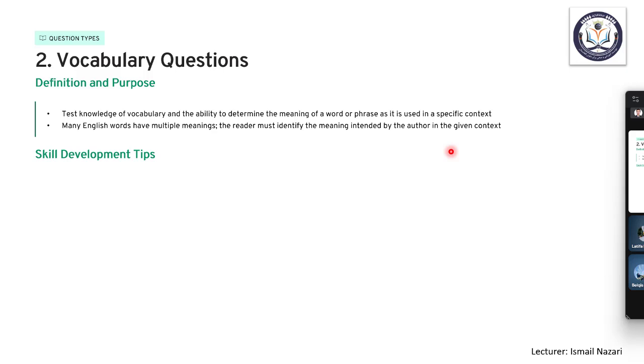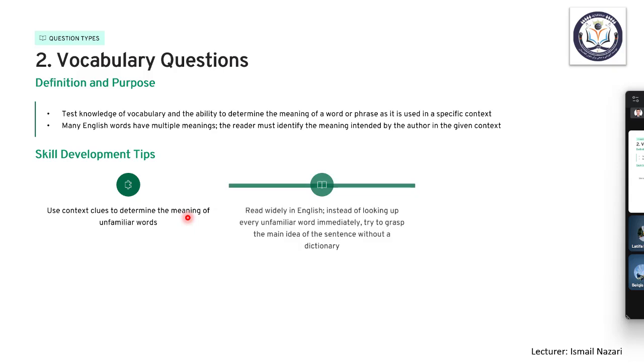Now, the skill development tips that we have for the overall development. First of all, in order to develop your vocabulary, try to understand the word, understand the vocabulary based on the context in which it is used. So we use context clues to determine the meaning of unfamiliar words, which we already discussed, and it is one of the important skills in reading section.